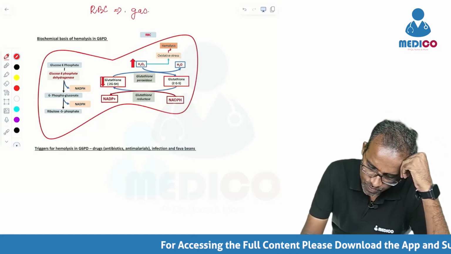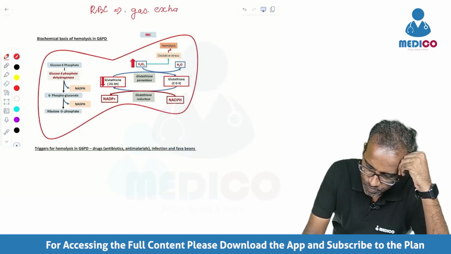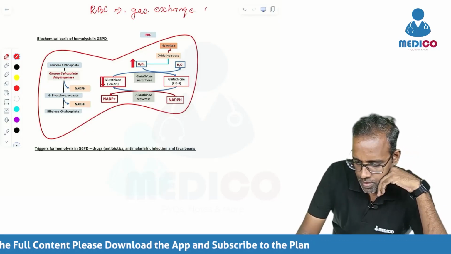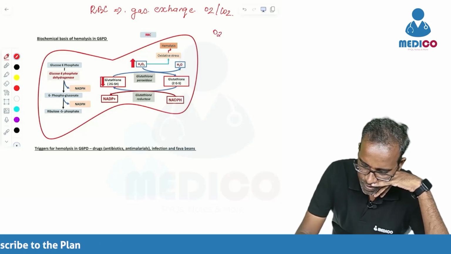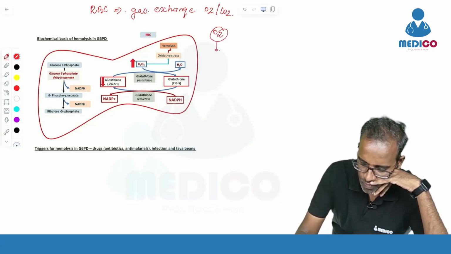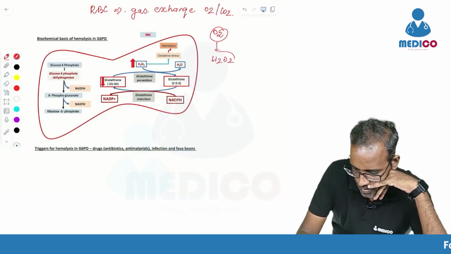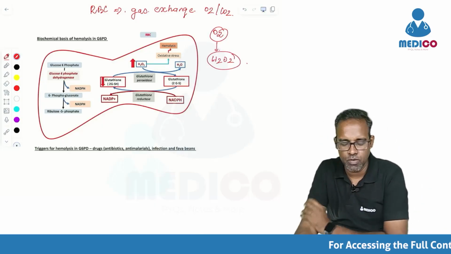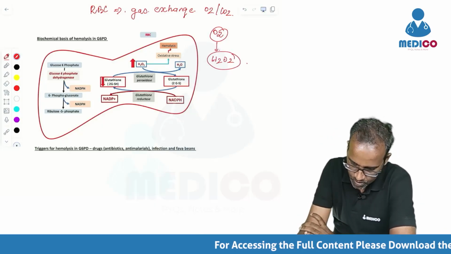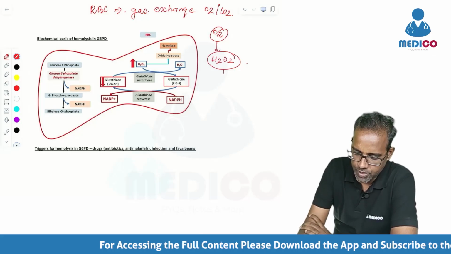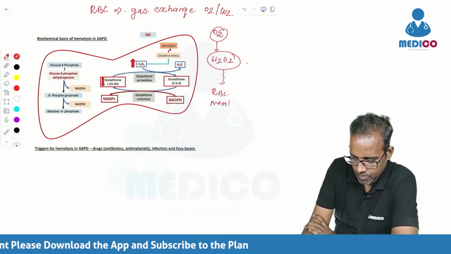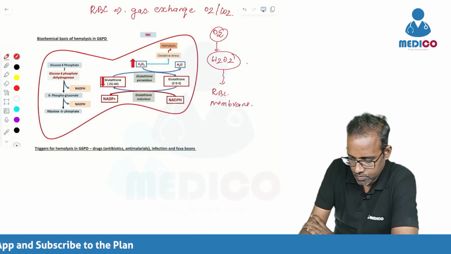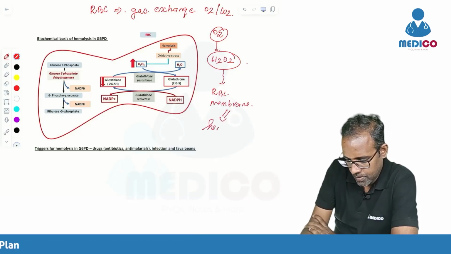gas exchange, there is carbon dioxide and oxygen. There's increased chance for this oxygen to get partially reduced, forming hydrogen peroxide. So RBCs are at constant risk of oxidative damage, which can ultimately damage the RBC membrane, leading to hemolysis.